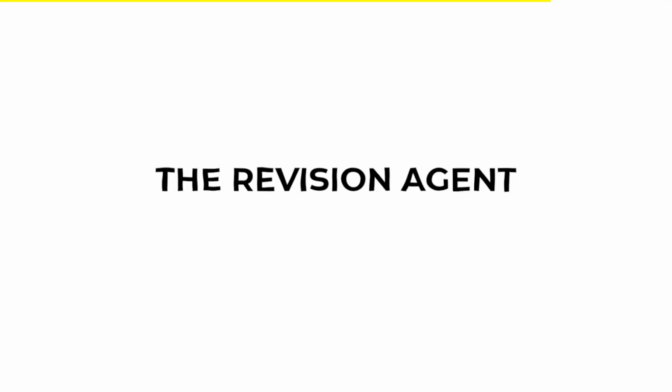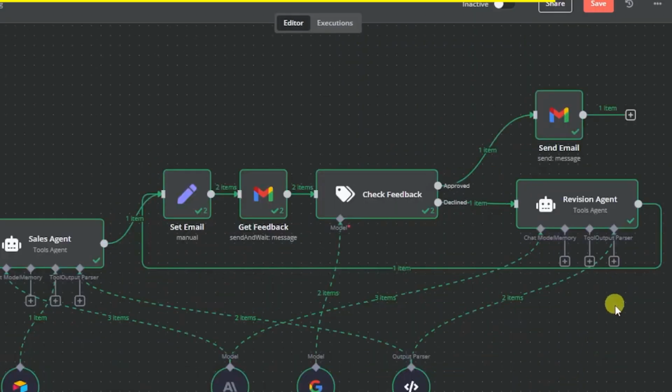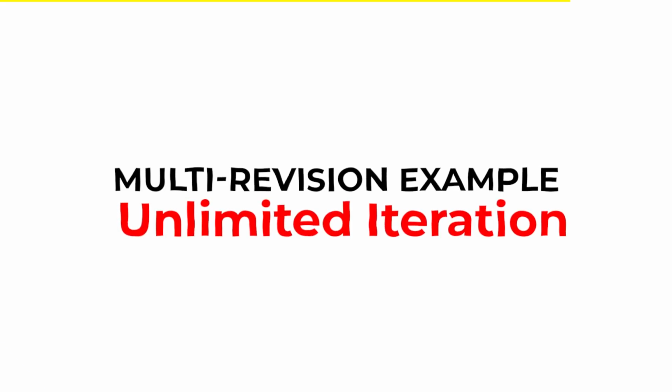And then last but not least, the revision agent, where it does iterative refinement. If the classifier labels the response as needs revision, we route this to the revision agent, and this agent uses the same structured output parser, which is subject and email, so it outputs in the exact same format and connects seamlessly to the rest of the flow. So this is the prompt we use, just put it in your specific revision agent.